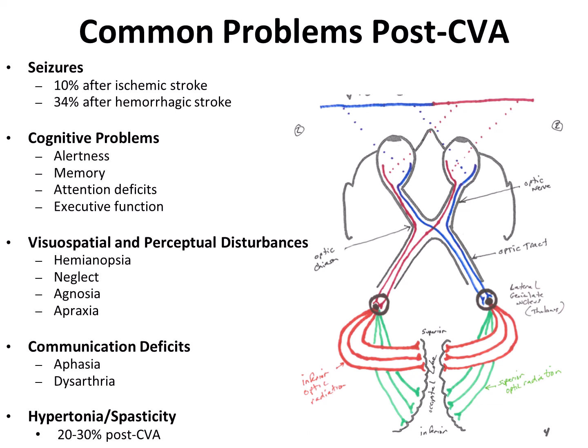Patients can present with cognitive problems, and we've talked about all the cognitive problems that are listed here: alertness, memory, attention deficits, executive functioning, all of those things that you should screen for when working with a patient post-stroke. Okay, visuospatial and perceptual disturbances.